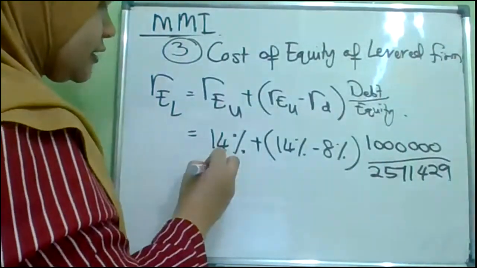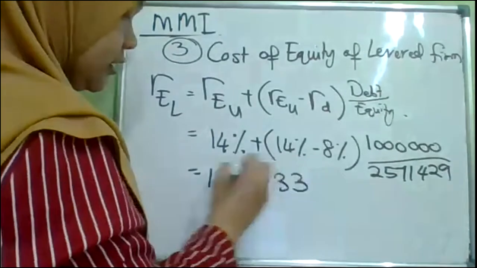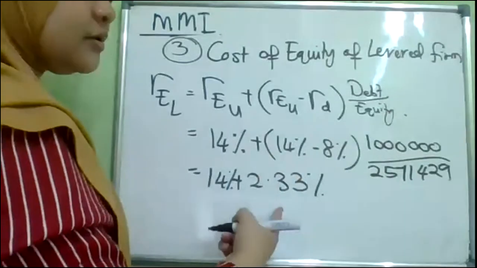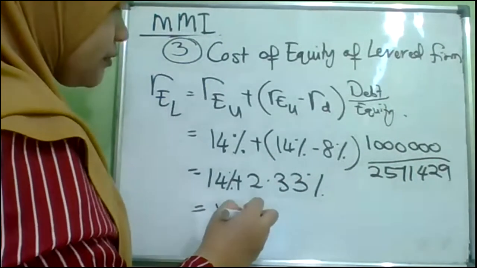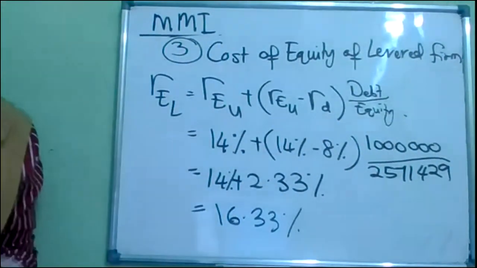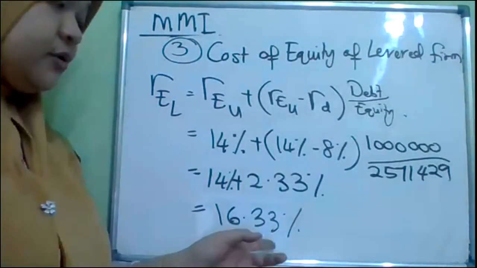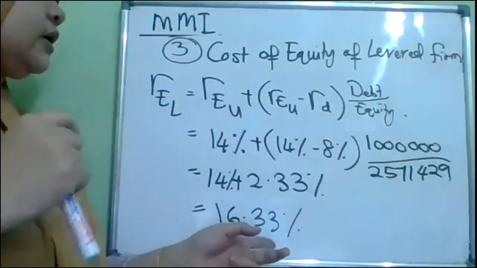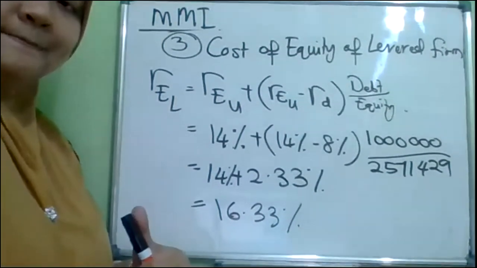So the answer is 14 plus 2.33. So this is in percent. The answer that you get in the calculator is already in percentage. So the total is 16.33%. Okay, now you know the total, the cost of equity of the Leviathan firm.